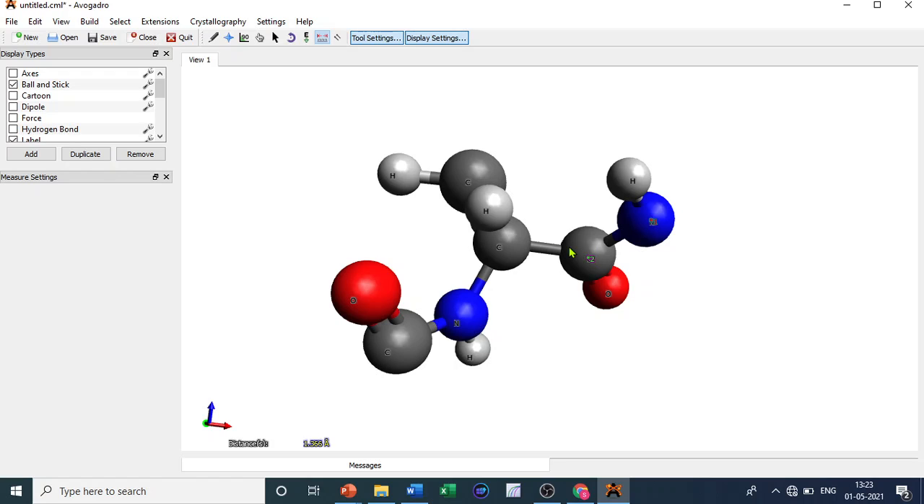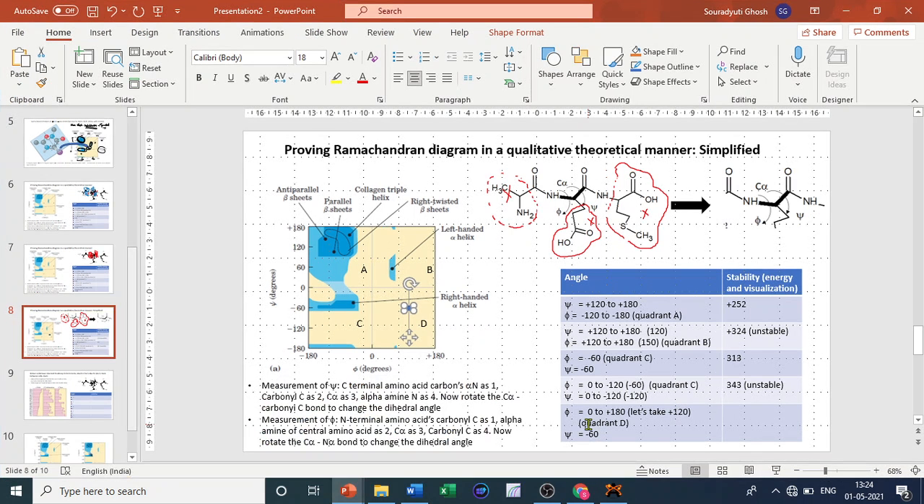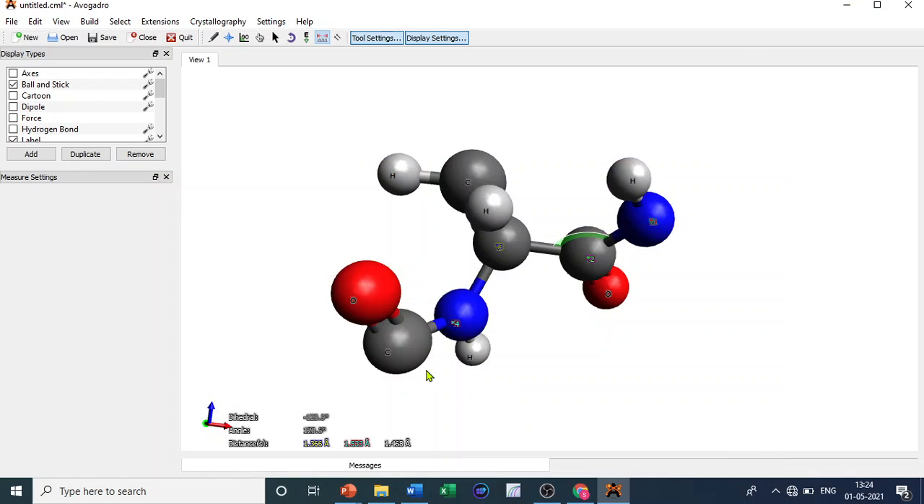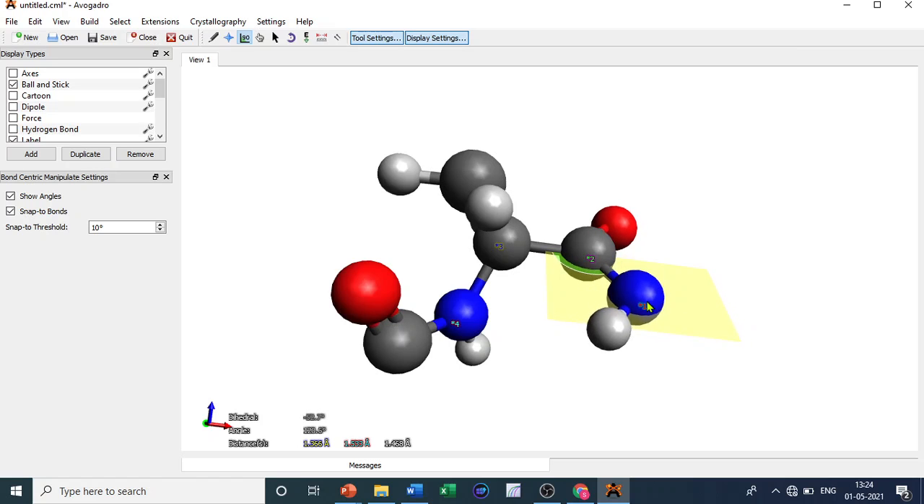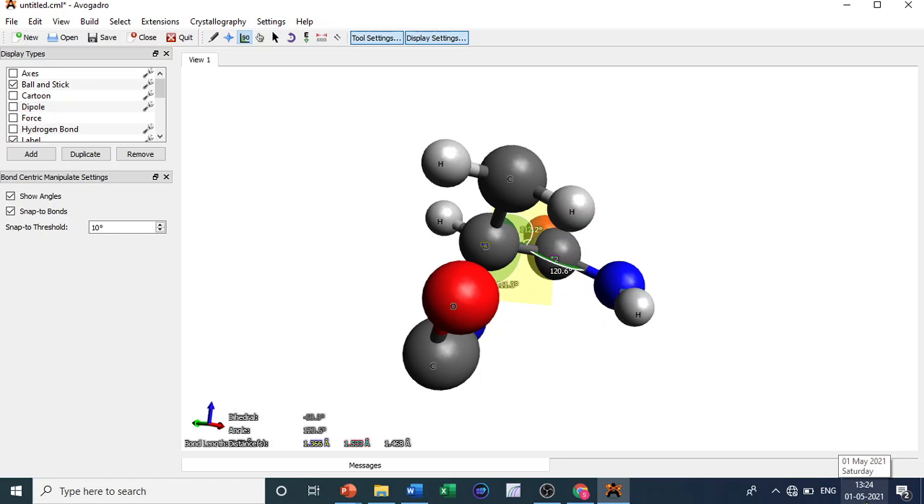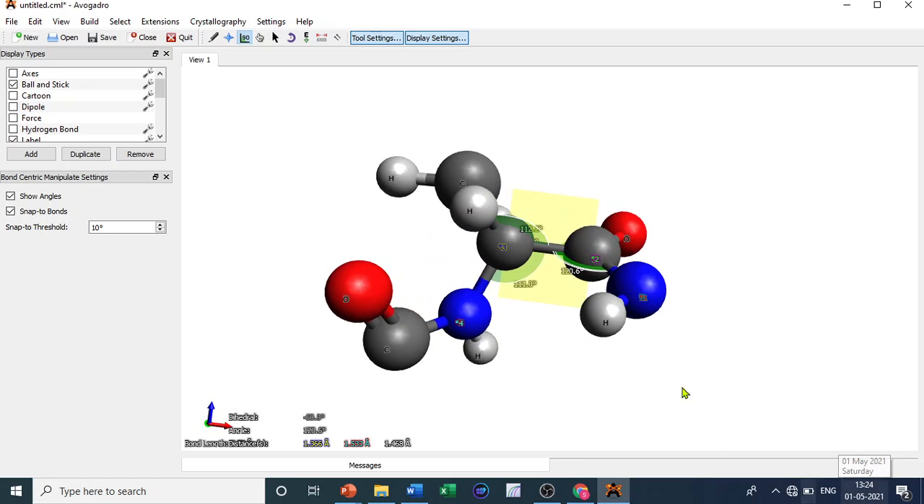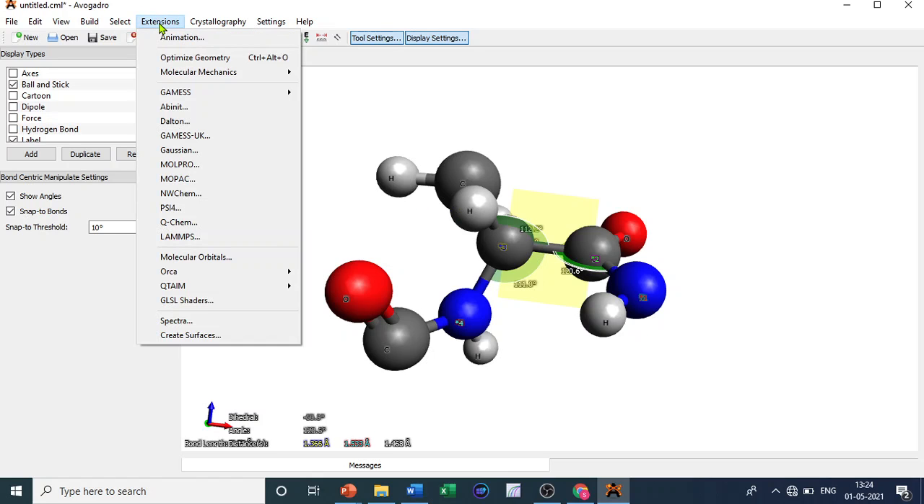Start from here, 1, 2, 3, 4. Sorry, psi to be minus 60 degrees. So it is minus 120, but we want this to be minus 60. Other way around. Minus 60. Okay, you can see this is the position that we got. Let's check out the energy for this one.